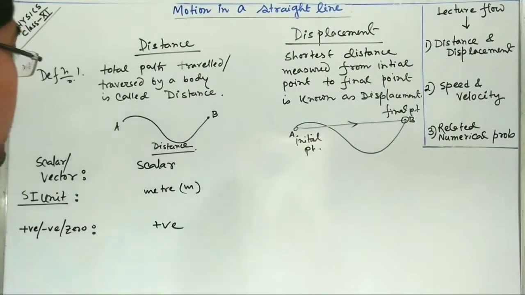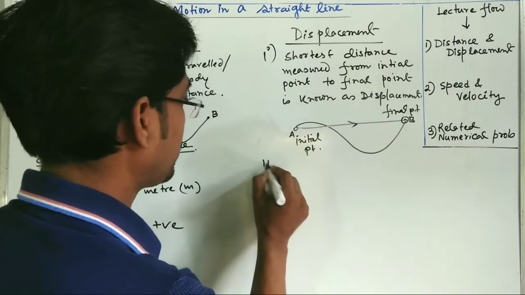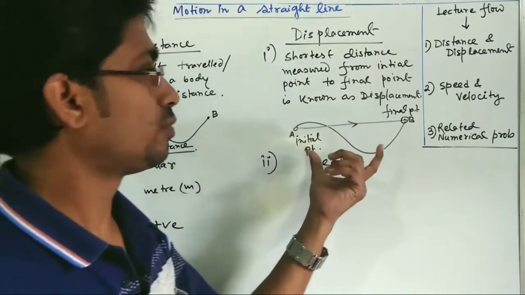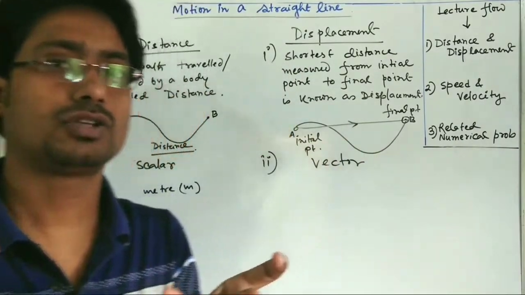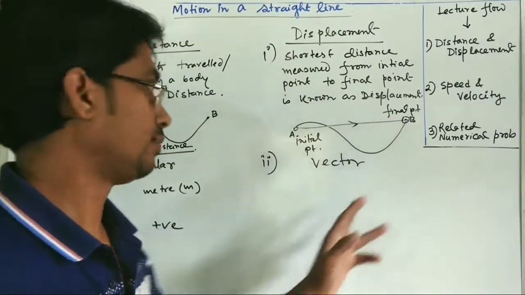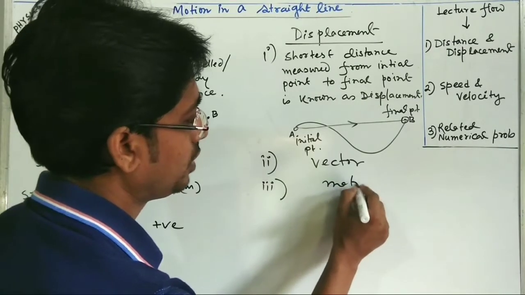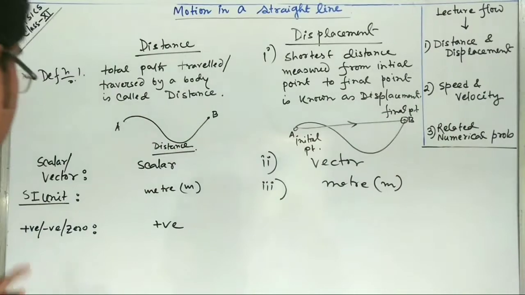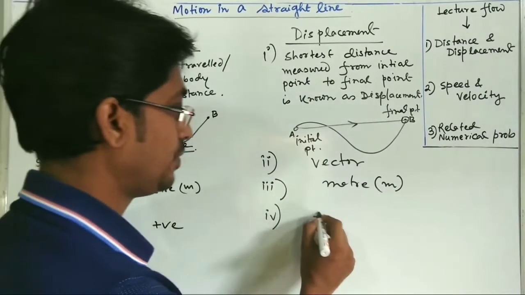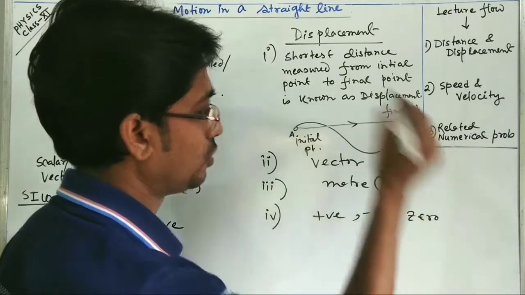Scalar or vector? Obviously it will be a vector quantity, because I have told you the shortest distance, whose value is the magnitude, but it has some direction from the initial point to the final point. That's why it is a vector. The SI unit will obviously be the meter here also. Positive, negative or zero? It may be positive, it may be negative, it may be zero also.